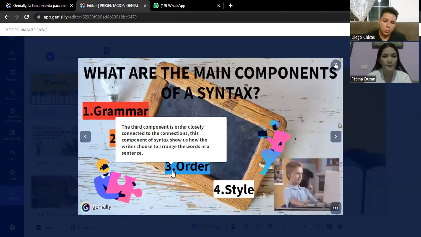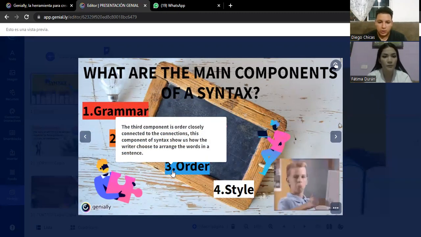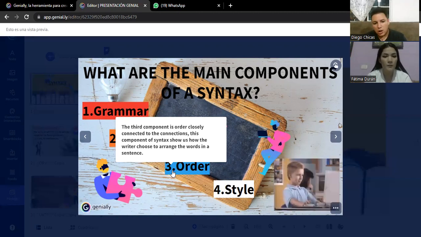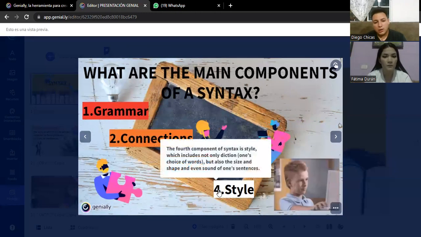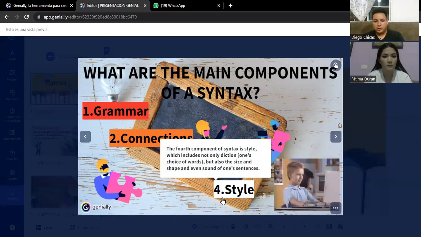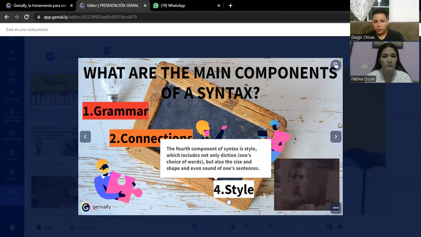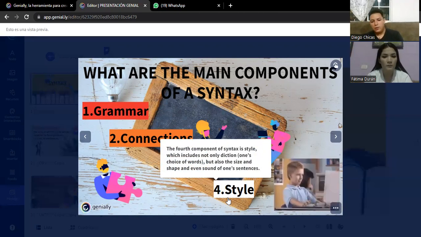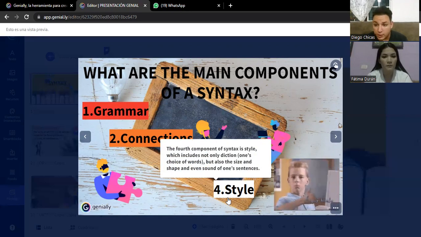Order. The third component is order, closely connected to the connection. These components of syntax show us how the writer chooses to arrange the words in a sentence. And the last one, the fourth component of syntax, is style, which includes not only diction, one's choice of words, but also the size and shape and even sounds of one's sentence.